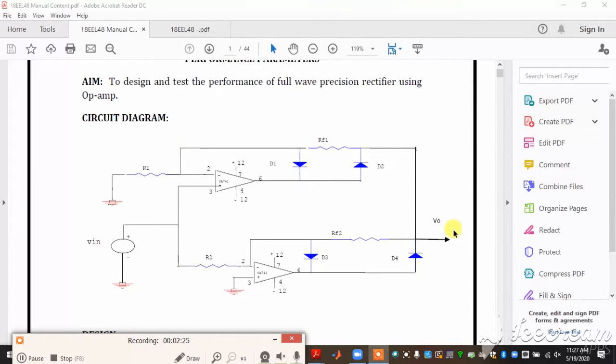This circuit mainly operates as a full wave precision circuit. Here you are going to give the input at the inverting and non-inverting terminal. So you have two pins. Second pin is your inverting terminal and third pin is your non-inverting terminal. Here you have two op-amps connected back to back, and we have 4 diodes in a bridge configuration. According to this circuit we will be connecting the circuit on the breadboard to test its performance.